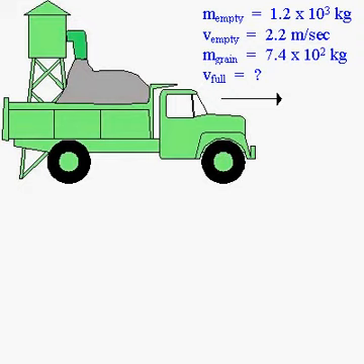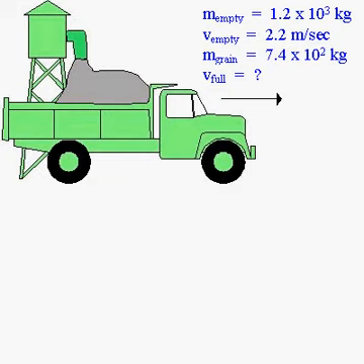Now, we're told to ignore friction, and we're also told that while it's under the hopper, the truck is simply coasting. The motor's not pushing it any farther. So this is a situation where momentum is conserved. Alright, so let's develop the momentum conservation equation here.